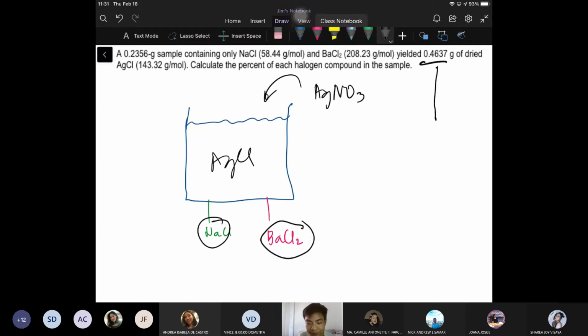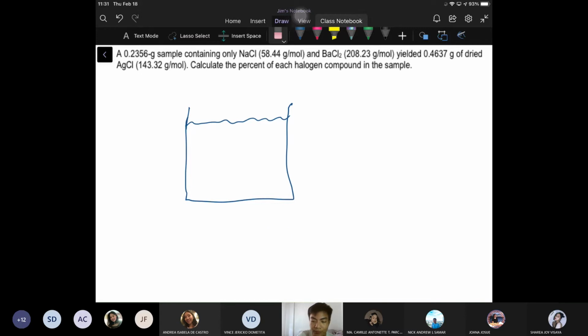From this info, I need to find the mass of NaCl and the mass of BaCl2 in my original sample. So again, what happened in the problem? Back from the top: you have your NaCl, you have your BaCl2, which means we have chloride ions here, right? Then I added silver so that all the Cl ions will be precipitated as silver chloride.